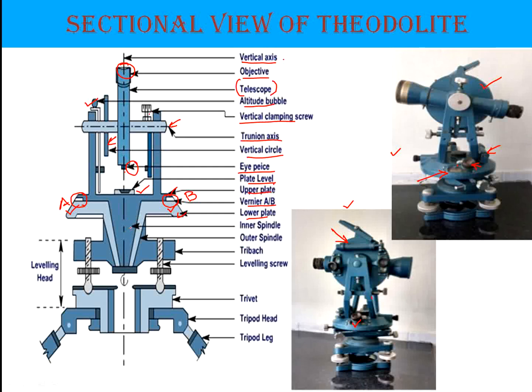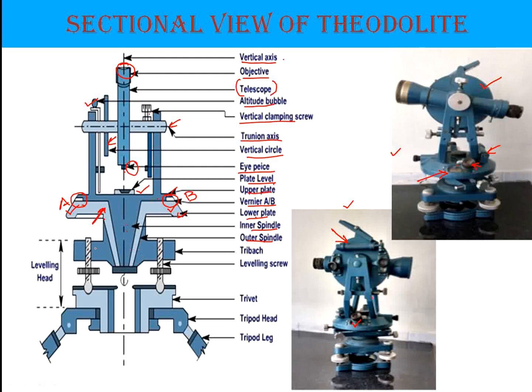Now there will be an inner spindle. To the inner spindle is the upper plate attached, and to the outer spindle, this is the outer spindle, and it is to the outer spindle the lower plate will be attached. Okay, so inner and outer spindle.